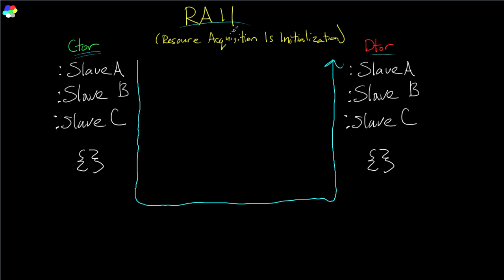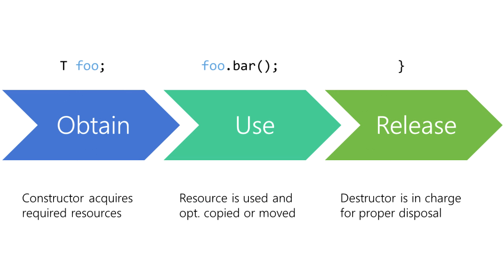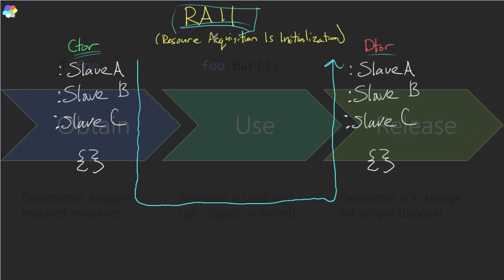And a better word than RAII, in my opinion, is Constructor acquires, Destructor releases. That's all it is. That's all RAII means. You see this word a lot when people are talking about C++.